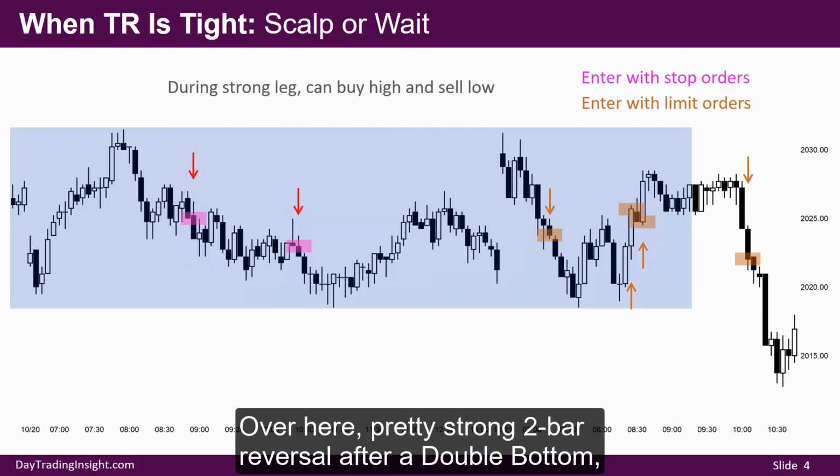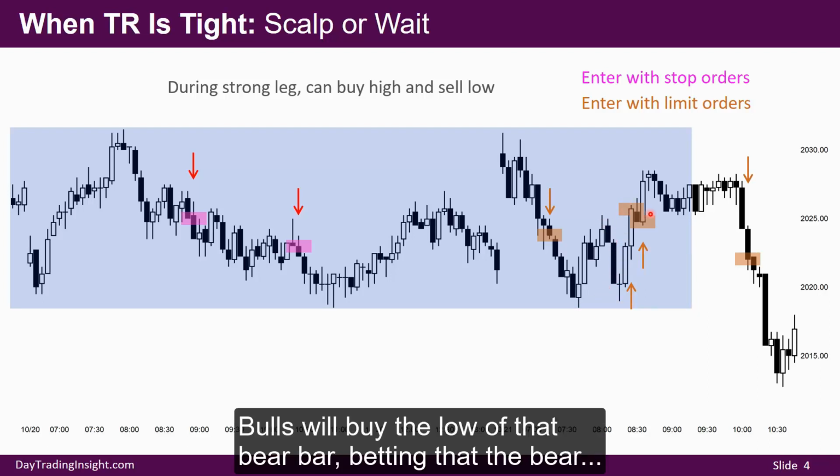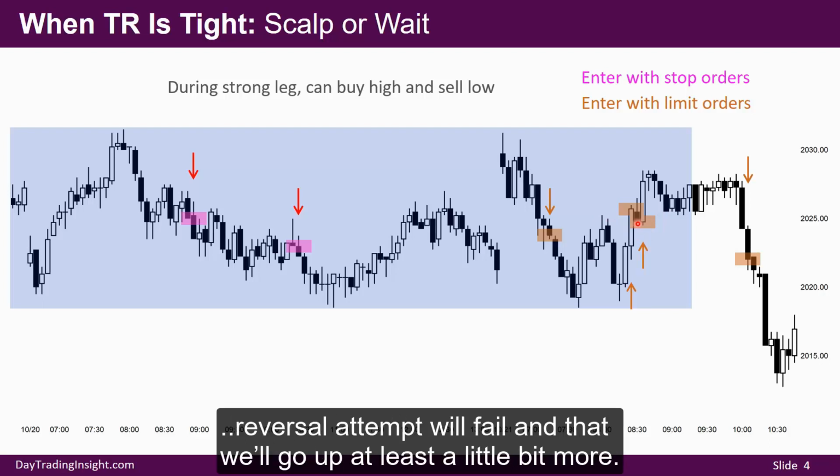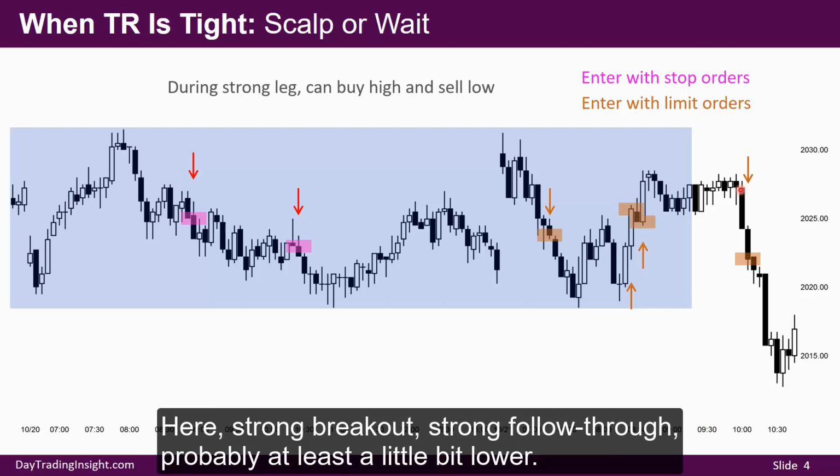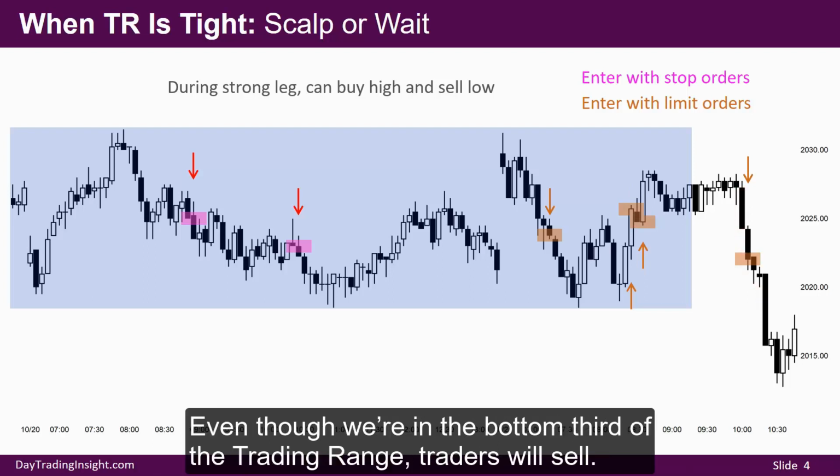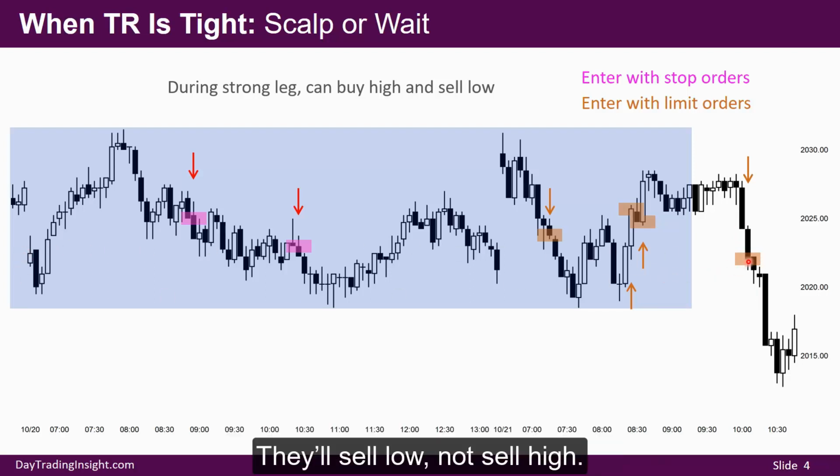Over here, pretty strong two-bar reversal after a double bottom, breaking above the neckline. Bulls will buy the low of that bear bar, betting that the bear reversal attempt will fail and that it will go up at least a little bit more. Here, strong breakout, strong follow-through, probably at least a little bit lower. Even though we're in the bottom third of the trading range, traders will sell. They'll sell low, not sell high.